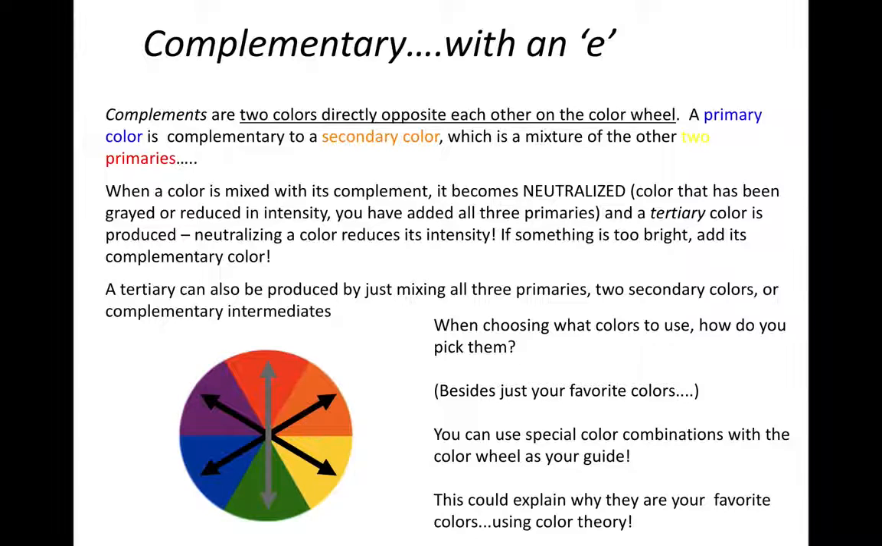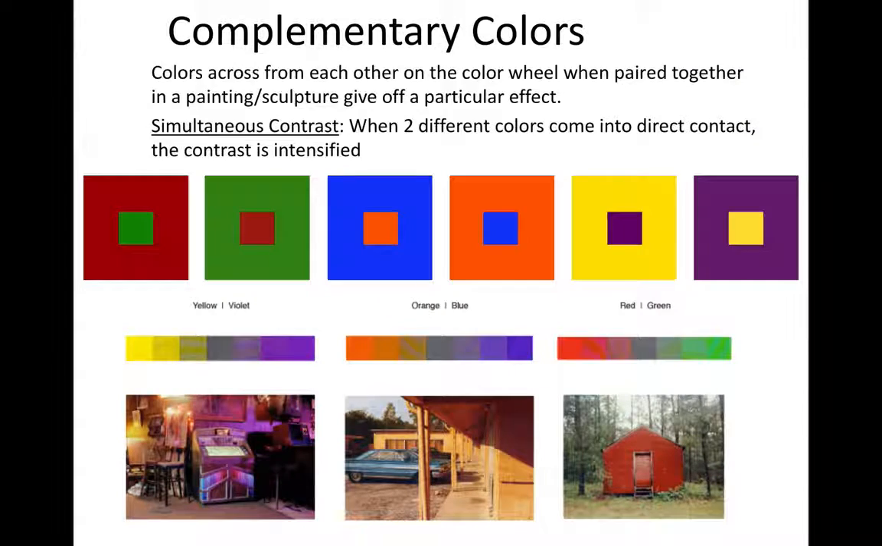A tertiary color can be produced by mixing all your three primaries, two secondaries, or complementary intermediates. So it's really a mishmash of all these different colors coming together. When you think about it, if you're an artist and you want to know which colors to choose, some people just go with their favorite colors. Well, sometimes we're drawn towards specific combinations, and this is explaining why that is. But what I want you to think about are these different types of complementary colors and how they're being used.